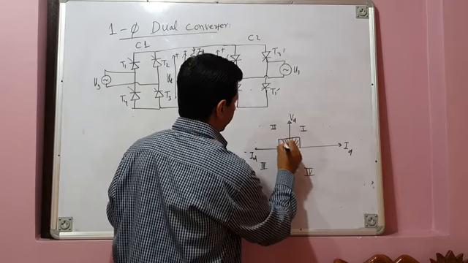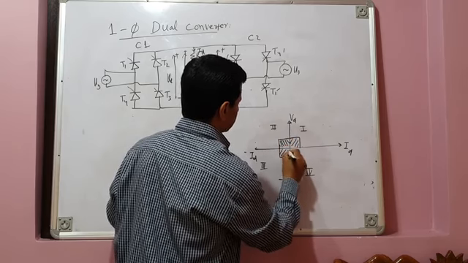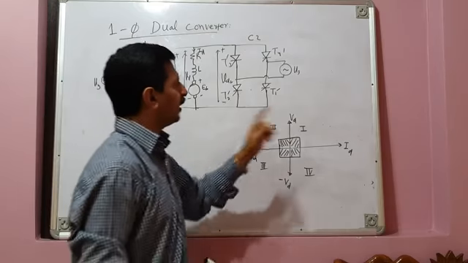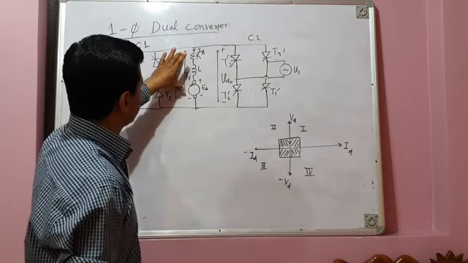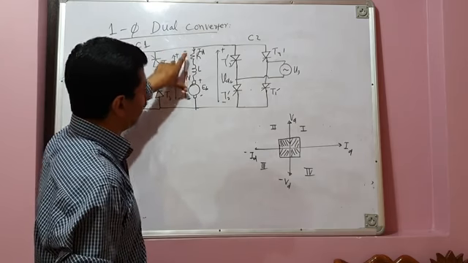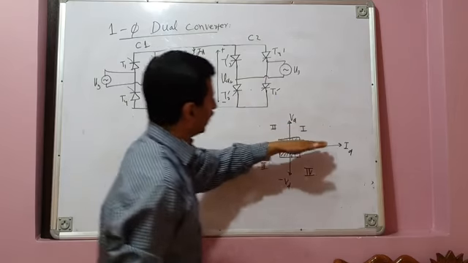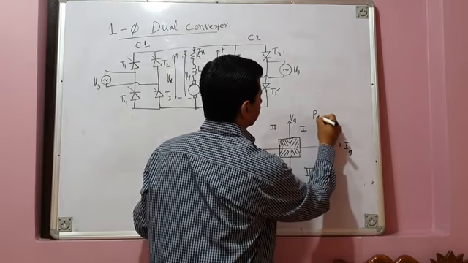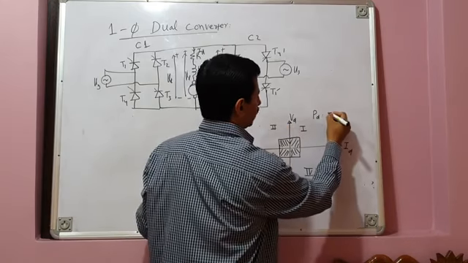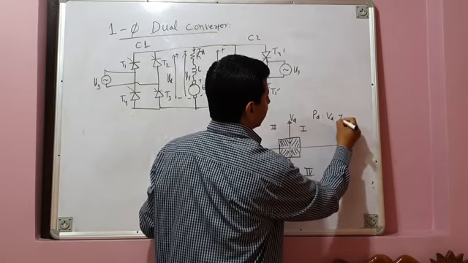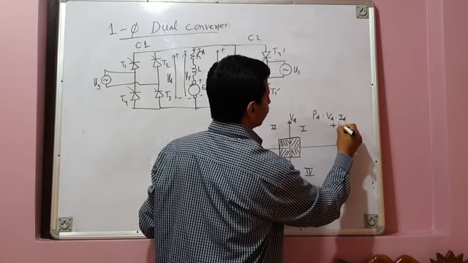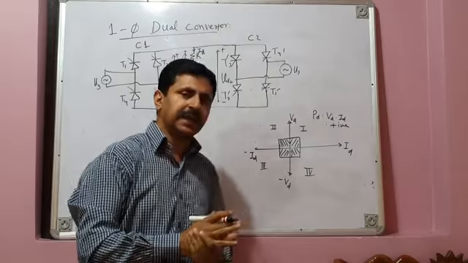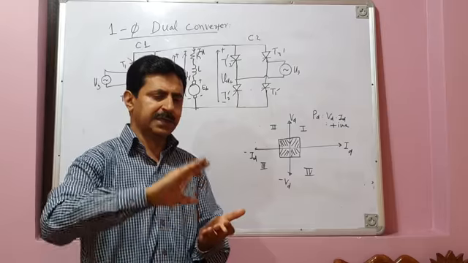This is quadrant 1 operation, this is quadrant 2 operation, this is quadrant 3 operation, and this is quadrant 4 operation. See, in quadrant 1, the average voltage across your machine is positive, and current is also positive. That means current is flowing like this. So what is the power of the motor? Load power PD is voltage into current. Since both are positive, power is positive. That means your machine is drawing power from the source and converting that electrical power into mechanical power, and it is developing a torque.